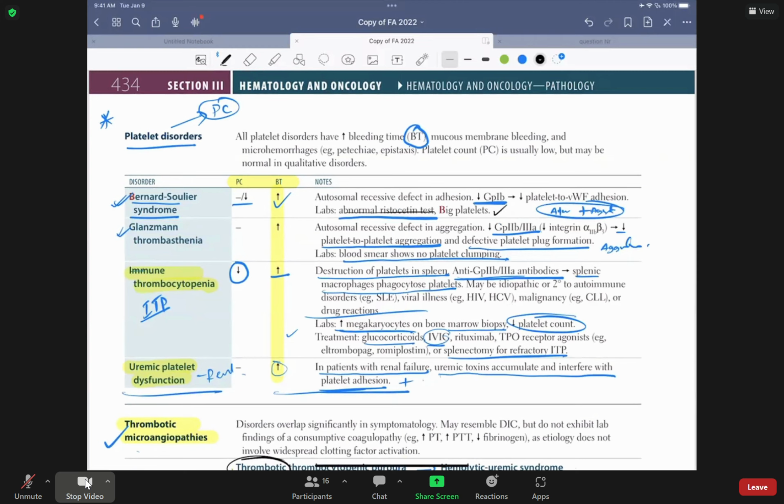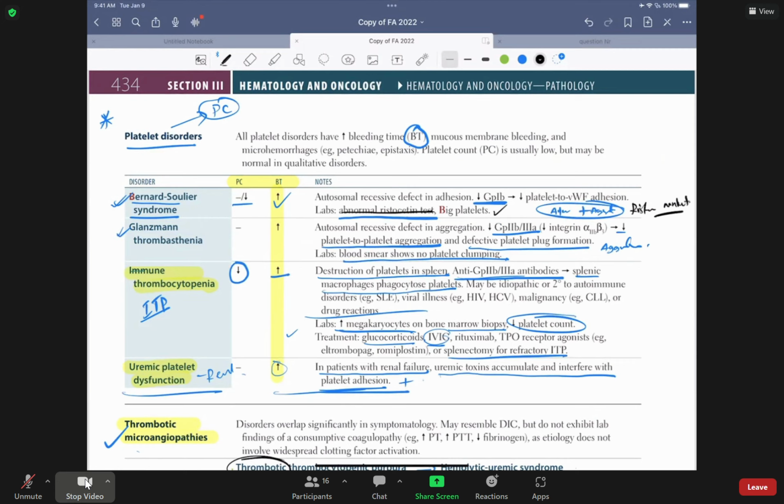But they wrote abnormal ristocetin test. That's wrong, the way they wrote it. So you have to put that ristocetin makes it better. Ristocetin makes it better. I repeat this, it makes it better, folks. Make sure you write that.